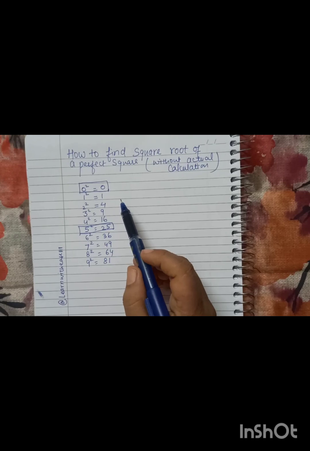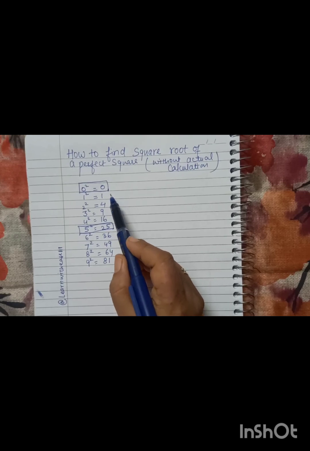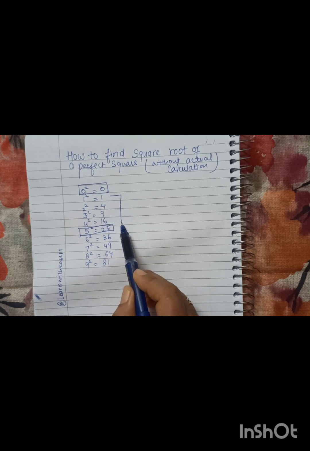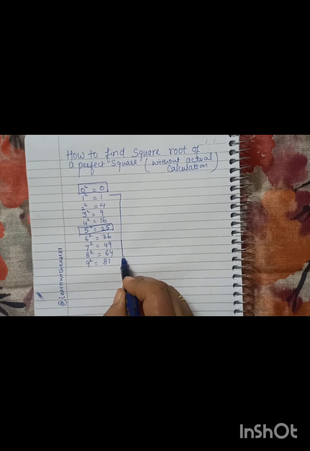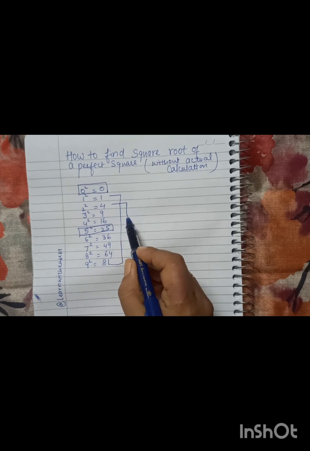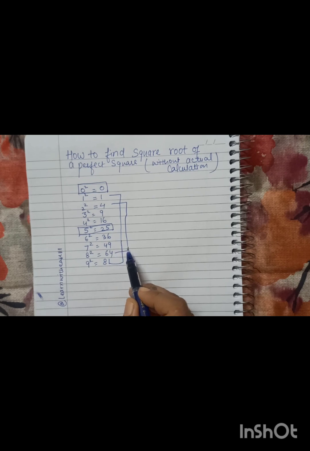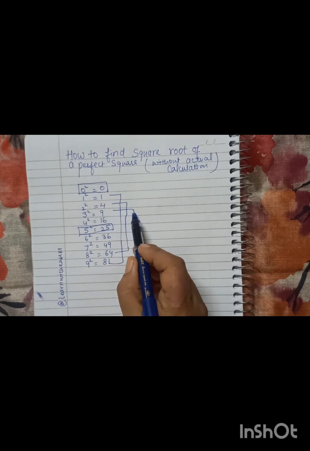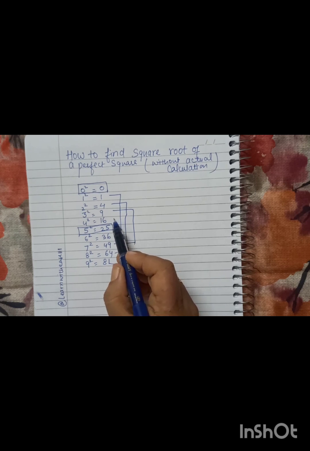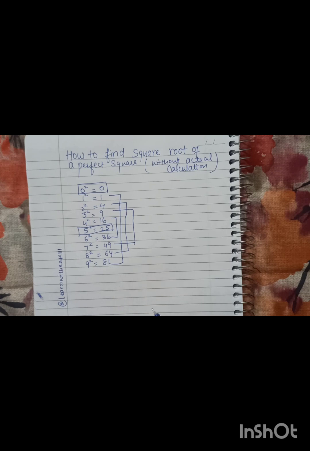For the rest, we can say there are always two options. Like if you want to check the number at the ones place is 1, it will have two options, 1 and 9. And there are two numbers who have digit 4 at ones place in squares, 2 and 8. Then there is 3 and 7 who have 9 at their ones place. Then we have 4 and 6 which have 6 at their ones place.